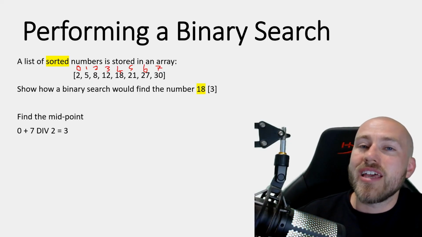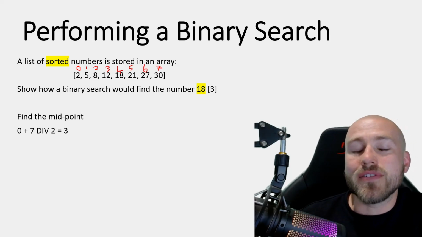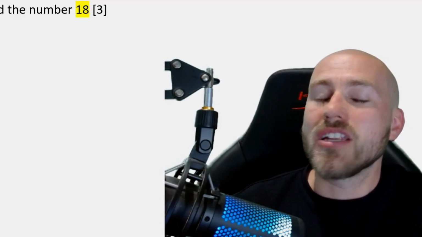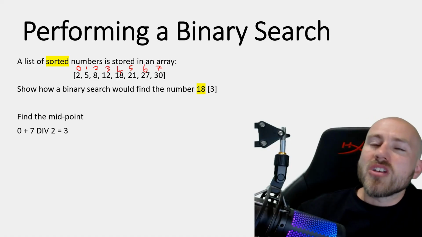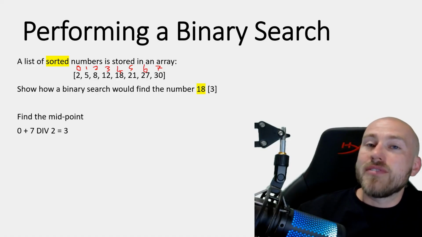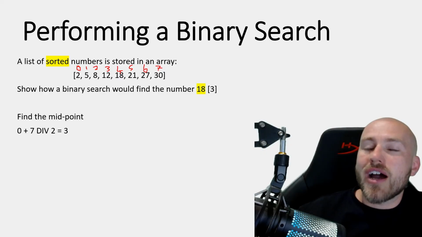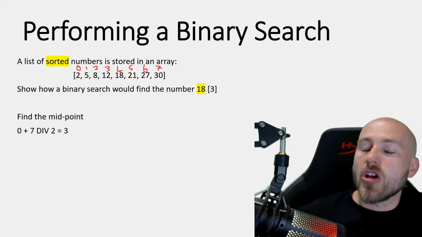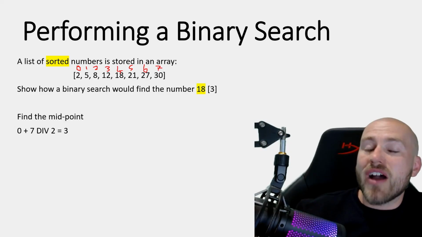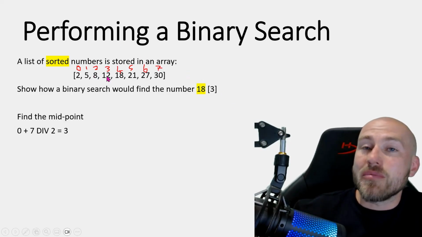Now we've used a word here which is div, and we're going to div 2. Now this does mean divide, but because we're using div, it's going to return the whole number only. So in this case, 7 div 2 would give us 3.5, but we're going to ignore the 0.5 because it only returns the whole number. So we found our middle position, which is going to be 3.